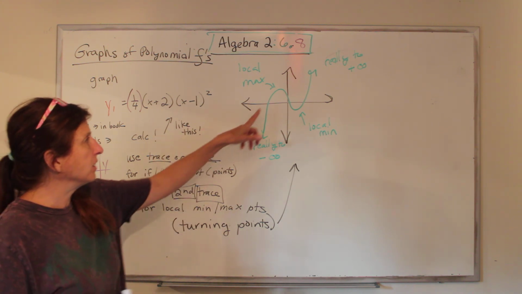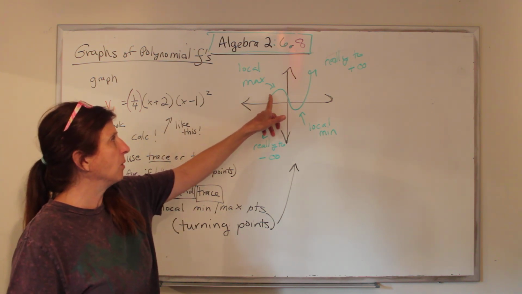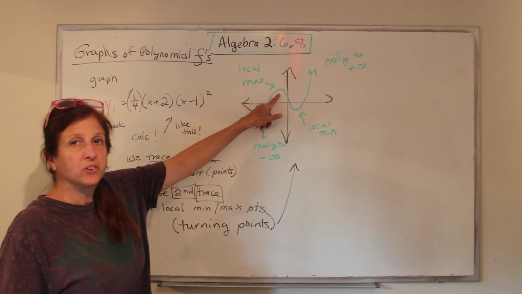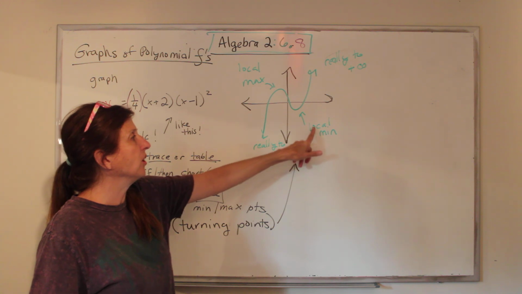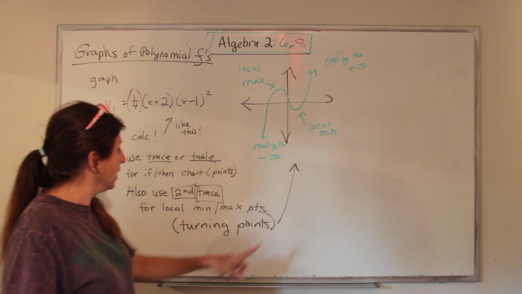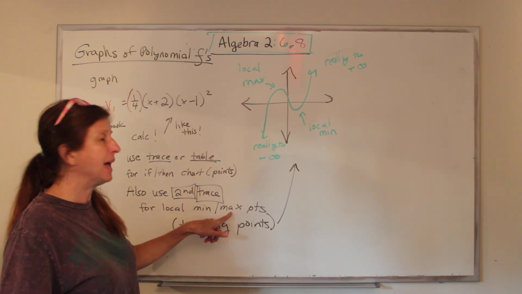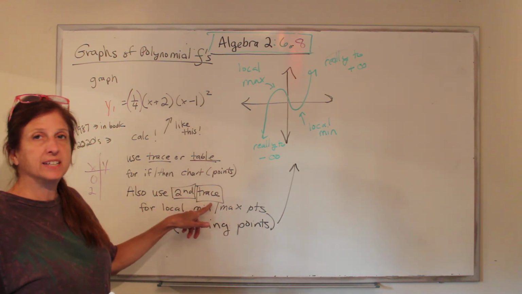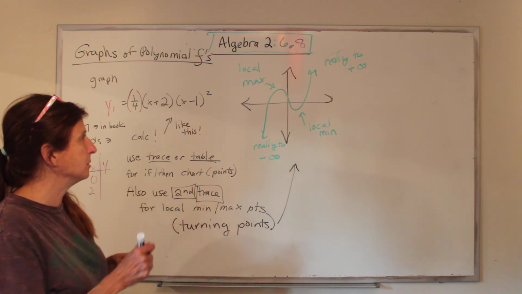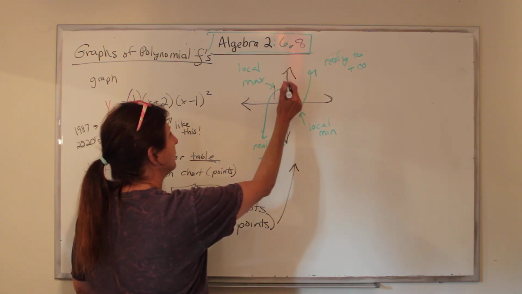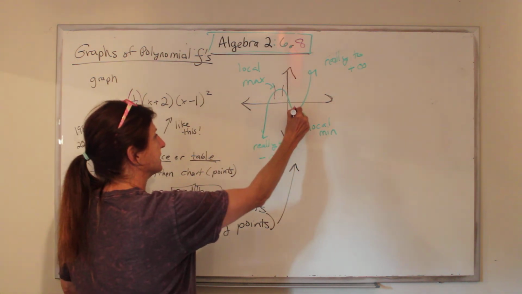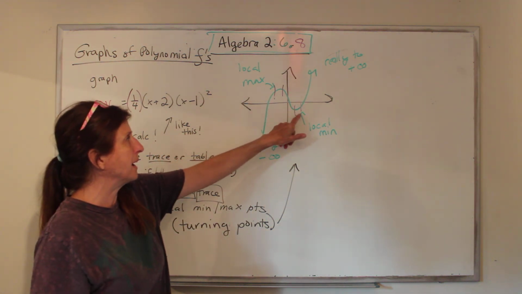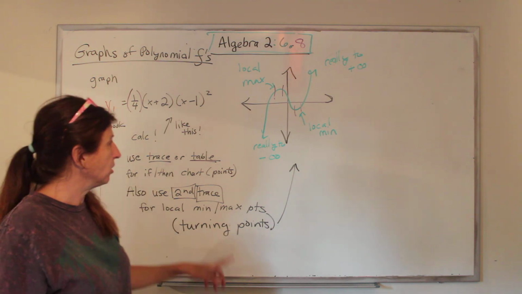Also, a useful thing to have are the hills and the valleys. They're called local maximums if they're a hill. They're called local minimums if they're a valley. You can get your minimums and maximums from your calculator by going to second trace and then selecting minimum or maximum, and it makes you put a line on each side and then it guesses. Those local minimums and local maximums are also called turning points.